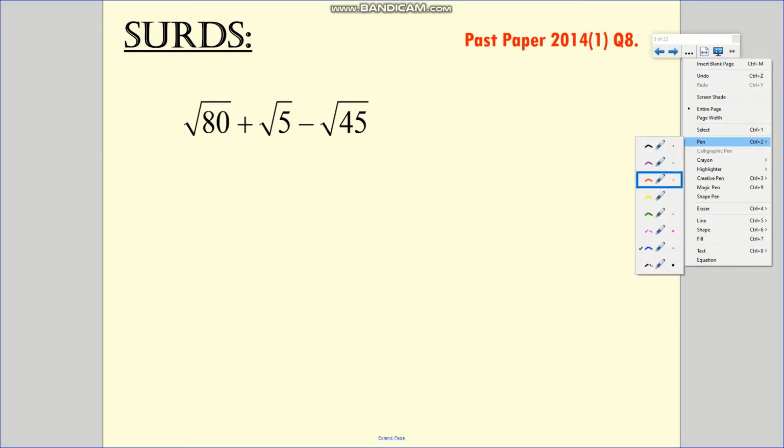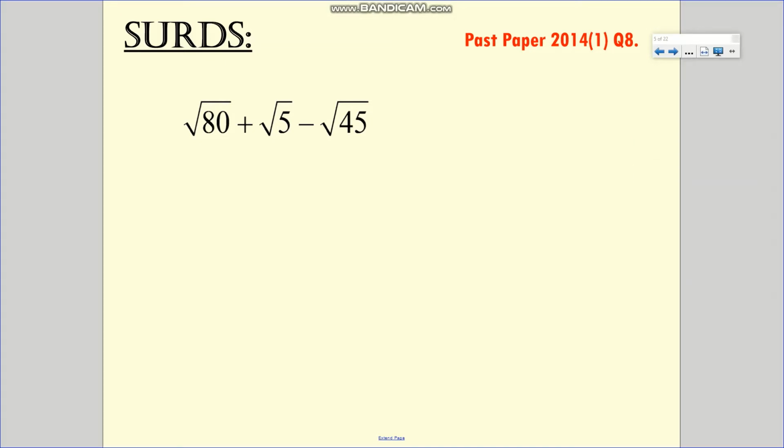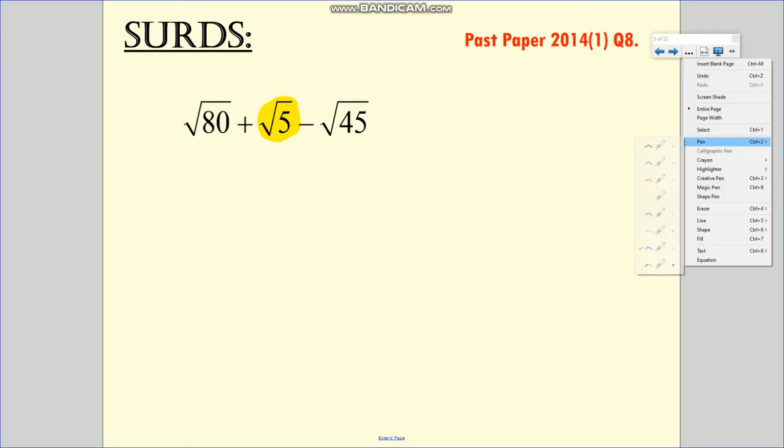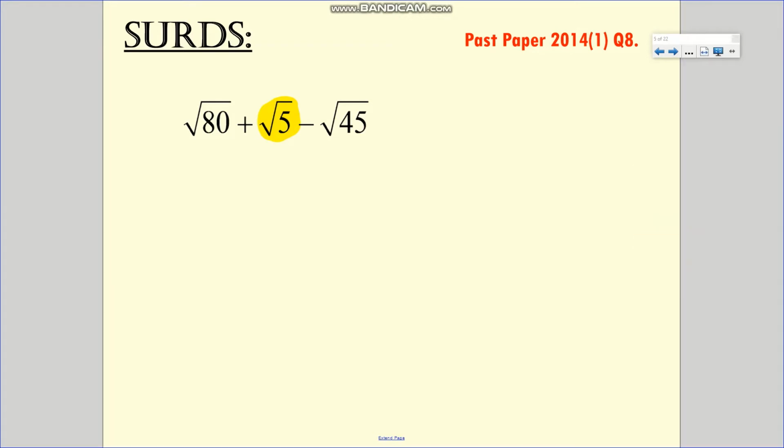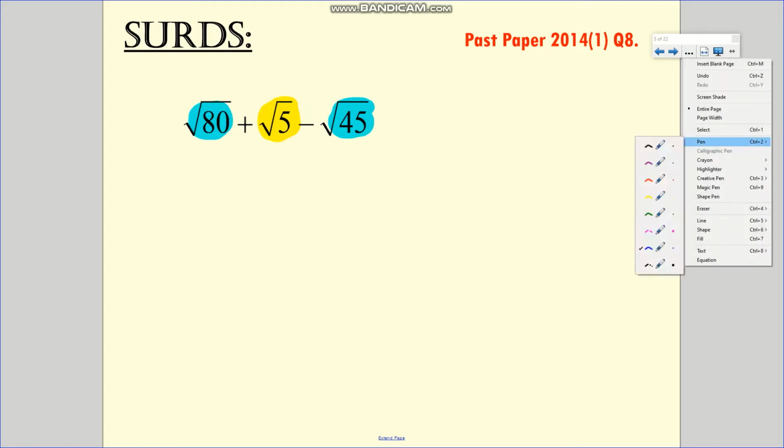What you need to do when you are simplifying a surd calculation is first of all identify which surds simplify and which surds don't. Okay, in this case, root 5 is fully simplified already. There's no square number other than 1 that divides into the number 5. Whereas the two surds on the outside here, root 45 and root 80, both have square numbers that divide into them. So we can simplify these further.